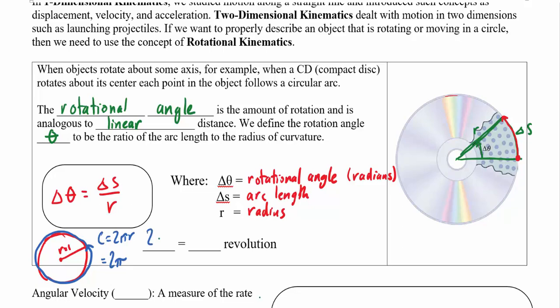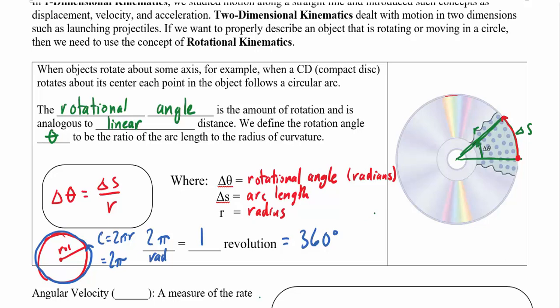And so this is how we define our radians. We say that 2 pi radians, or rad, is equal to 1 revolution. So you could say that that's also equal to 360 degrees. So for example, if you did a 180 degree rotation, that would just be pi radians. And so you're going to have to be able to convert between radians and degrees.